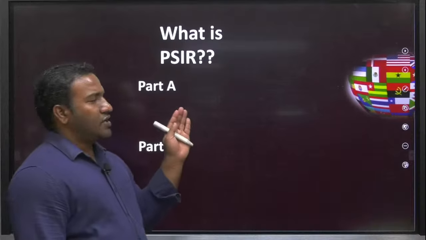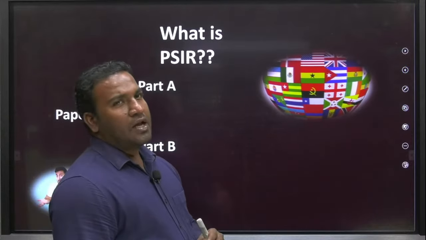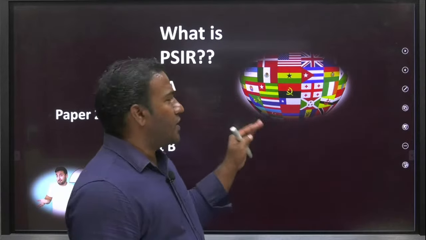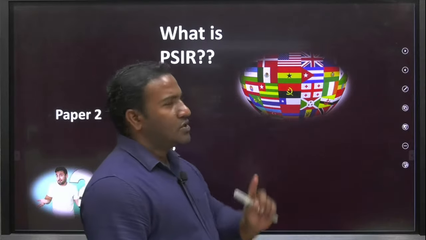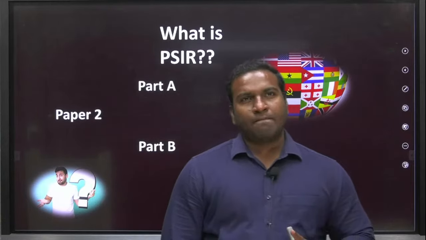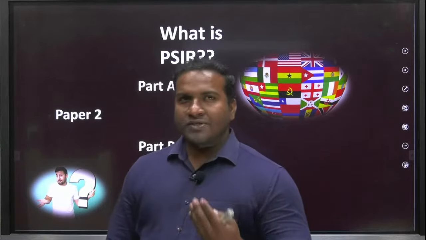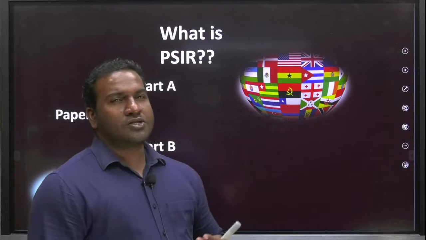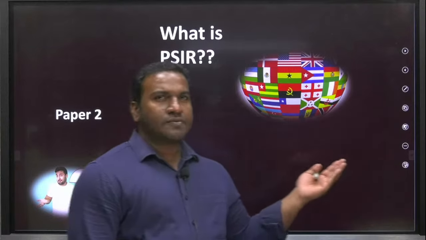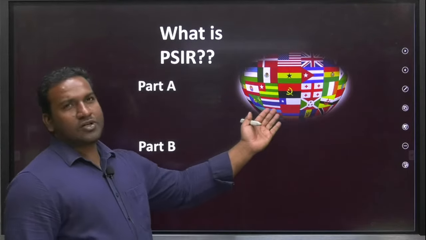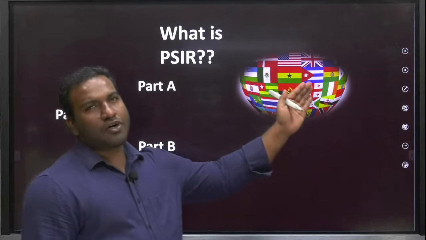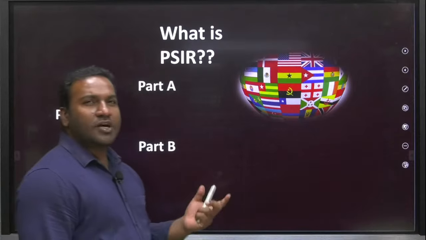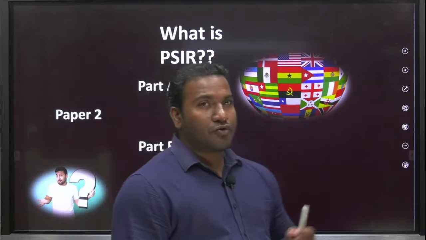Now in the international relations paper, in the part A, it is again divided into 2 parts. In the part A, you will be studying about the international politics. How was the politics of Stalin, how was the politics of Gorbachev, how was the politics of Richard Nixon, all those you will be studying here. That means politics after World War II, you will be studying extensively.